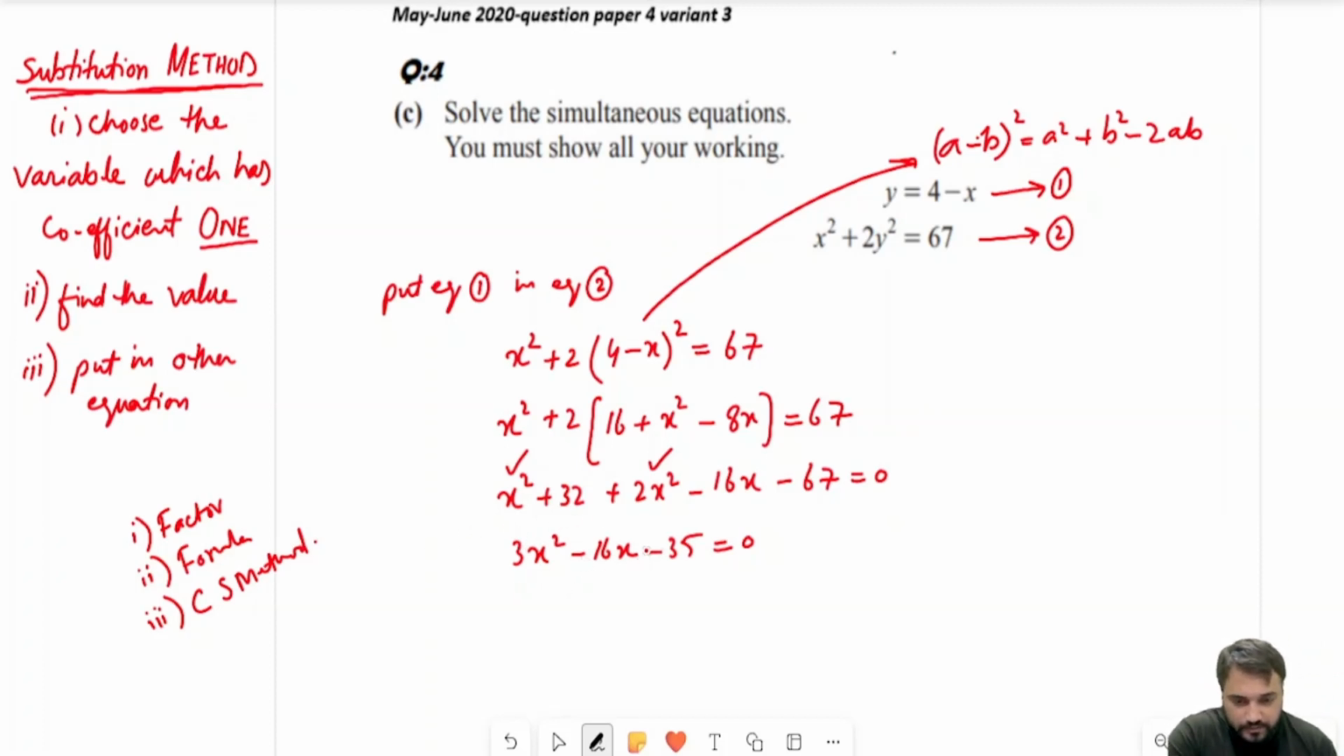I'm going for factorization. 35 times 3, calculate it. What is it? 35 times 3, it is 105. So 21 times 5 is also 105, and 21 minus 5, that is equal to 16. So our factors: minus 21x plus 5x minus 35 equal to 0.